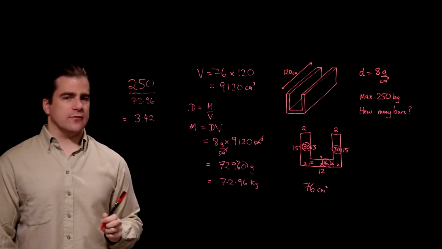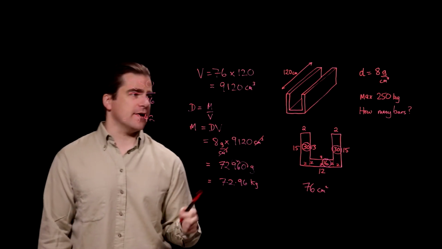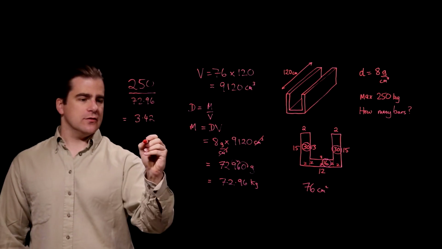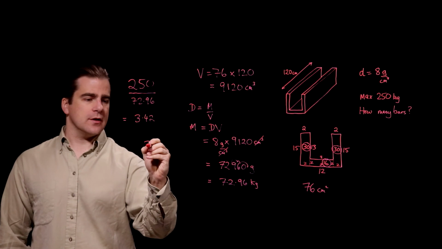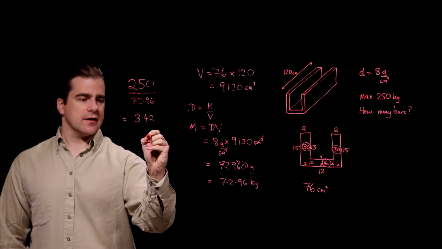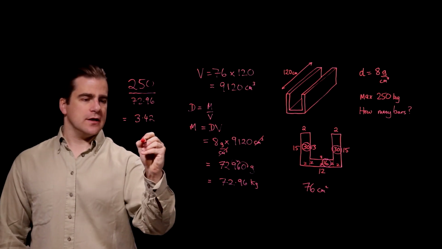Well, you can't have 0.42 of a bar. This trolley can only carry whole bars. So therefore, the maximum number of bars it can carry is 3.